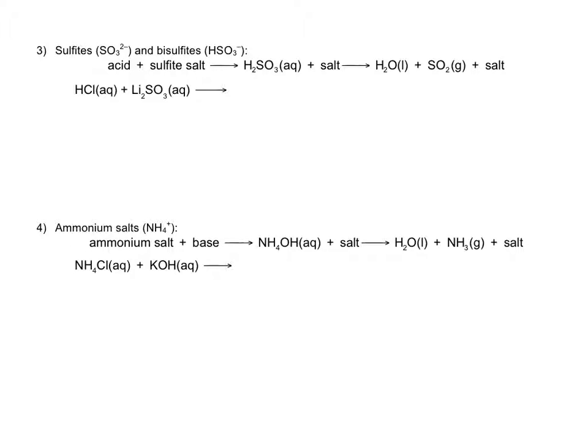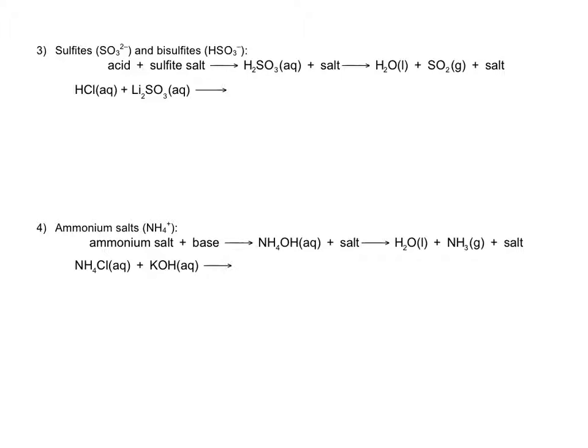So in this case, we have an acid that reacts with a sulfite salt. It could be a sulfite or a bisulfite. And you get sulfurous acid, H2SO3, and a salt. All right, and then the acid breaks down further to make water and SO2 gas, and the salt remains unchanged.